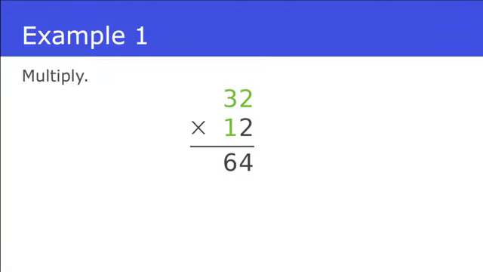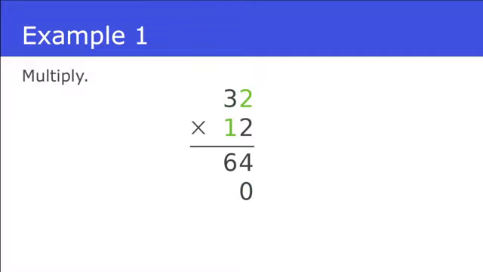We want to multiply 32 by the tens digit of the second number. The 1 represents a 10, so we are multiplying 32 by 10. We are going to write the product of 32 and 10 down below our 64. Because we are multiplying by a digit in the tens place, we can put a 0 as a placeholder in the ones column. Now we can multiply.